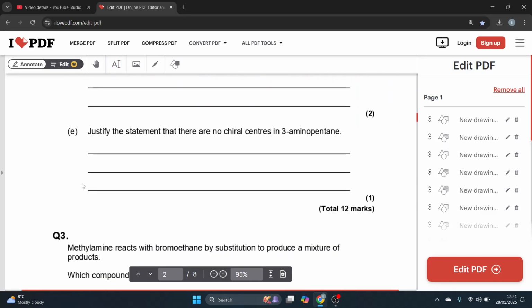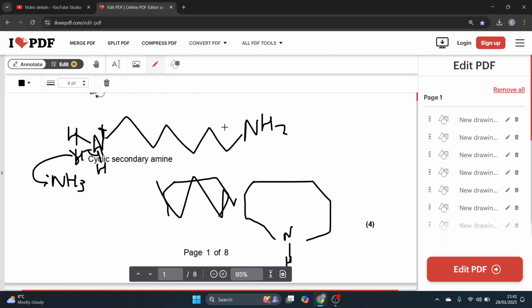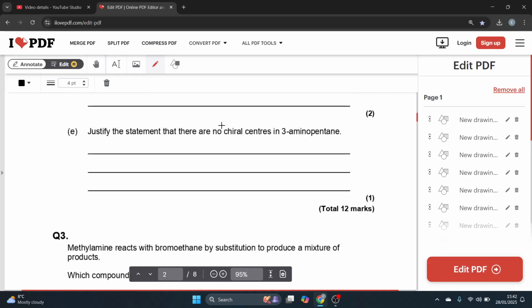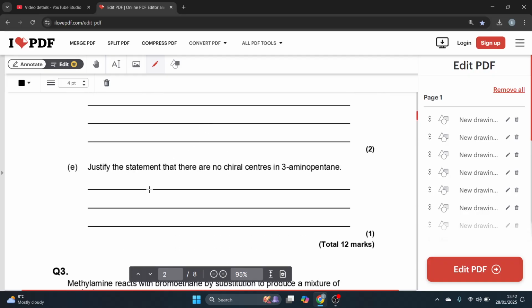2 marks. Justify the statement that there are no chiral centres in 3-aminopentane. For 1 mark. Well, justify the statement that there are no chiral centres in 3-aminopentane. Well, no carbon atoms are attached to 4 different groups.